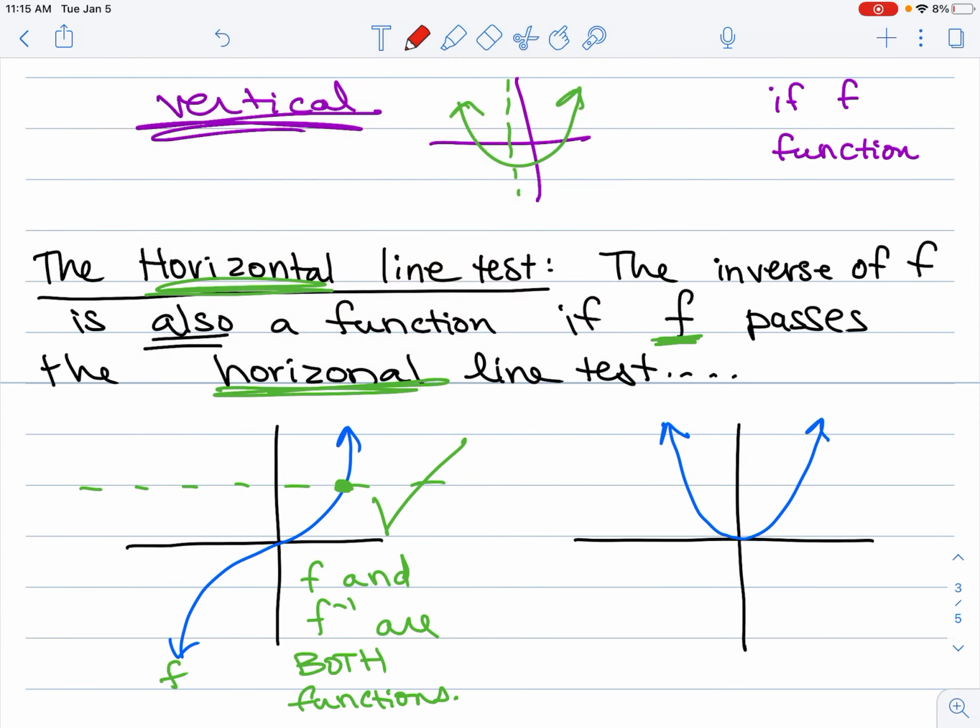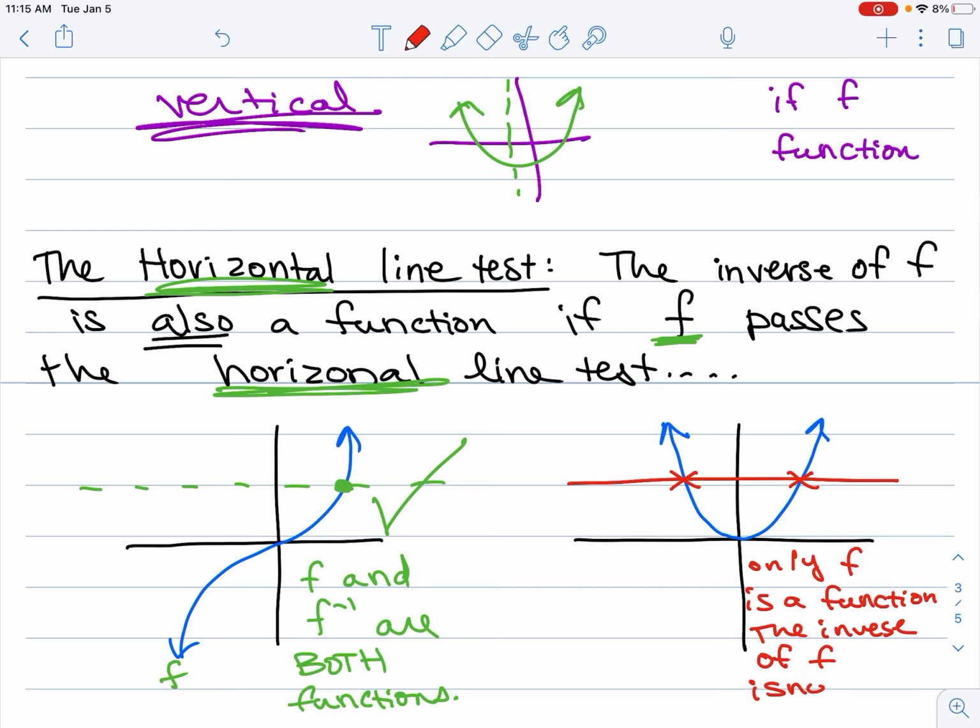But if I do the horizontal line test here, it does not pass. So we say only f is a function. The inverse of f is not a function.